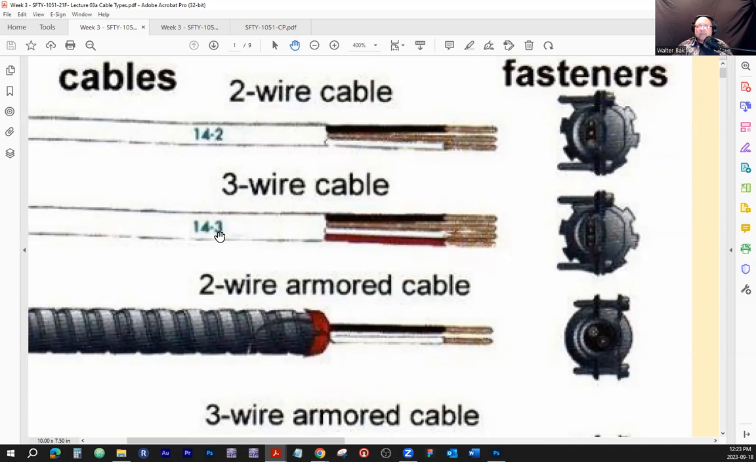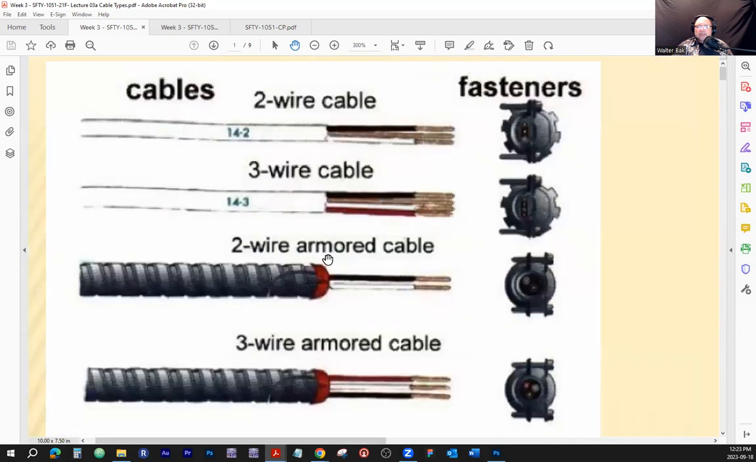Now this one here, I'm going to go quicker through that. It's a 3-wire cable, so 14-3. What do we have? We have always neutral, we're going to have the bonding wire, and we're going to have two hot wires. One is black, one is red. Okay.